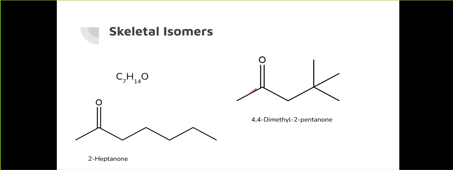Okay. So we have here, again, we want to start numbering closest to this carbonyl group. So this is going to be 1, 2-pentanone because we've got 1, 2, 3, 4, 5. And so this is going to be 2-pentanone. And then that means that this is the third carbon and this is the fourth one. So we've got 4,4-dimethyl 2-pentanone. Any questions there? So these two are isomers of one another. They're skeletal or structural isomers.